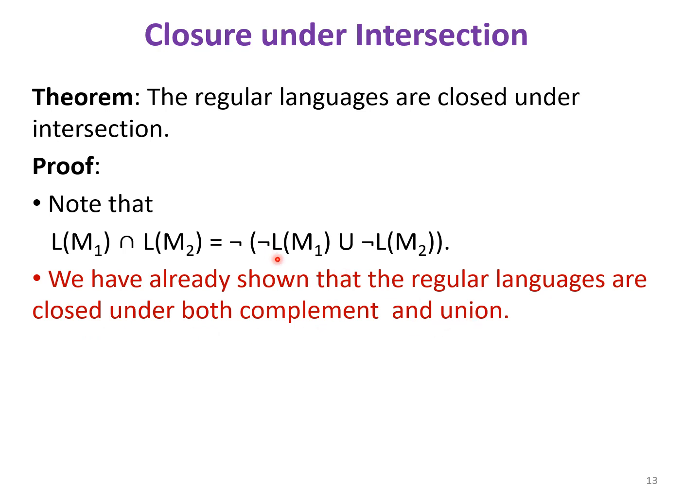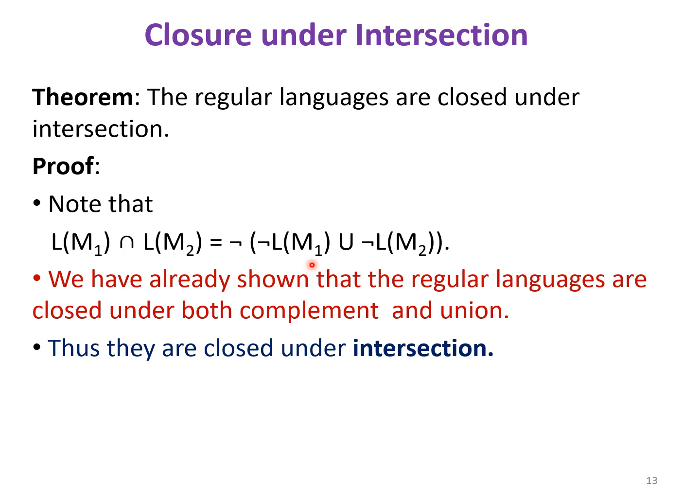That is, L of M1 is regular, complement of a language is regular. Similarly, L of M2 is regular, complement of a language is regular. Regular language union regular language is regular and complement of the regular language is regular. Hence, LHS is equal to RHS, and the regular languages are closed under intersection.